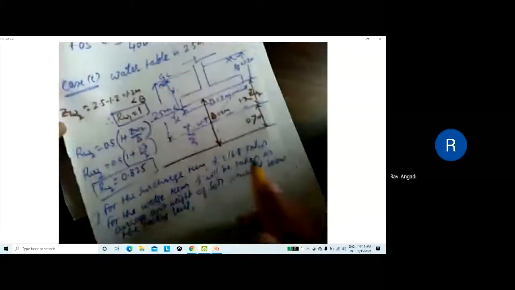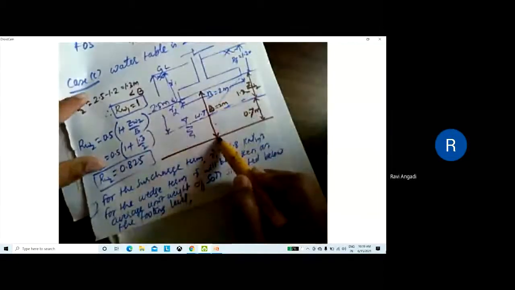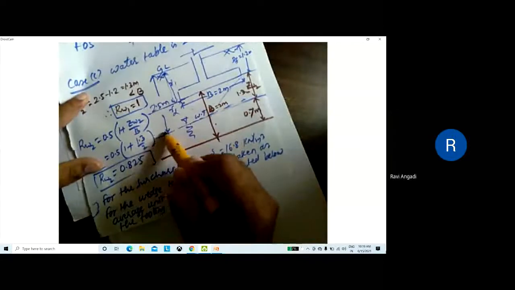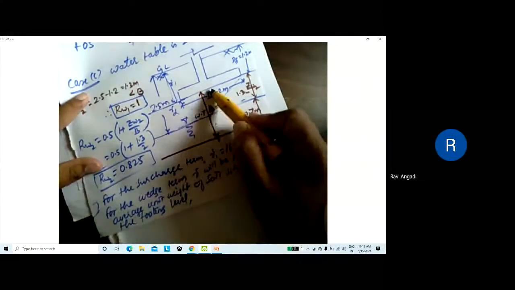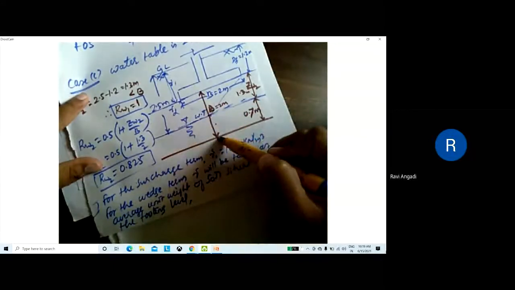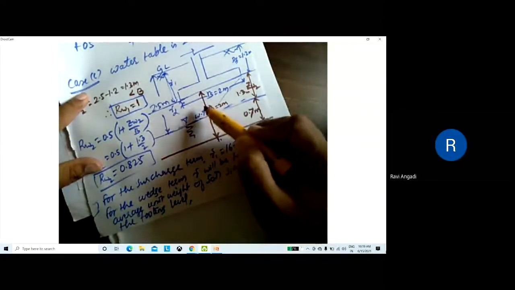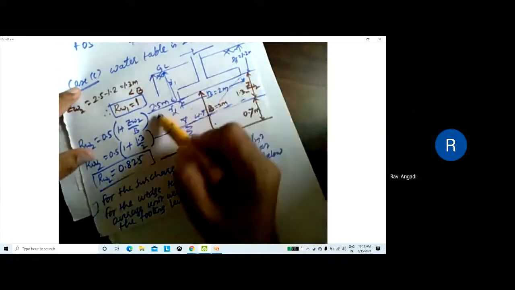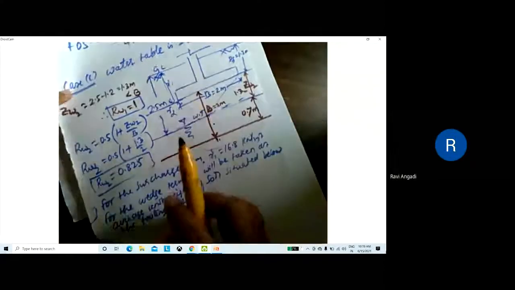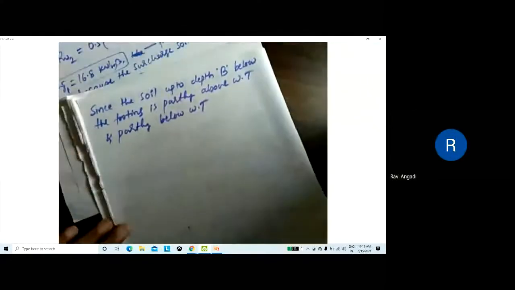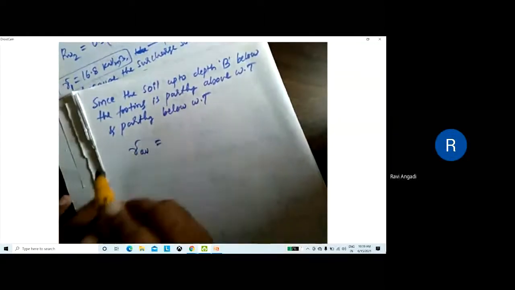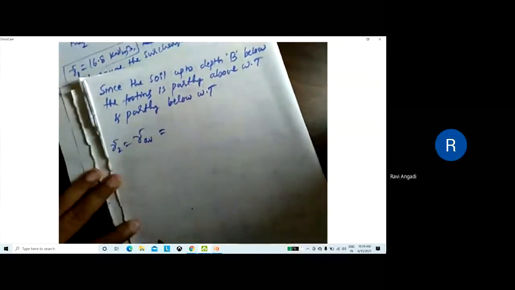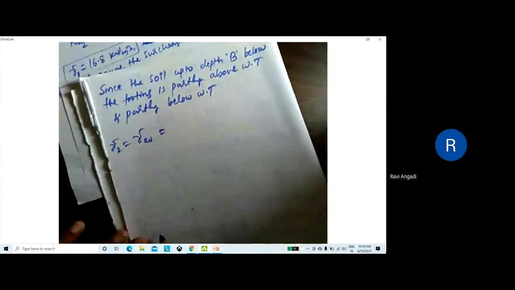Yes, up to depth B we consider, but the water table is at the middle. Some of the soil is above the water table, some of the soil is below the water table. Then we have to take the average of this one. This term is a wedge term. For the wedge term, you have to take the average gamma. That is gamma 2 equal to gamma average. How can it be made average?